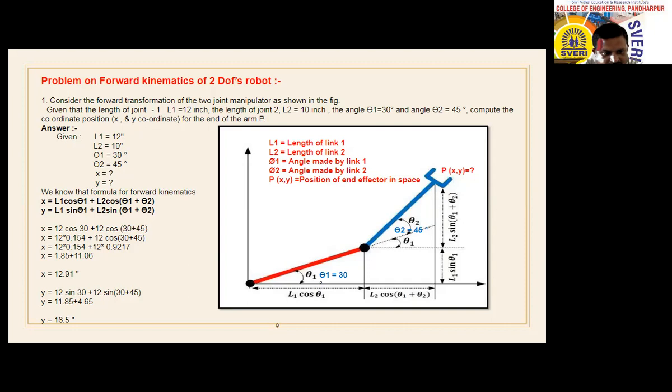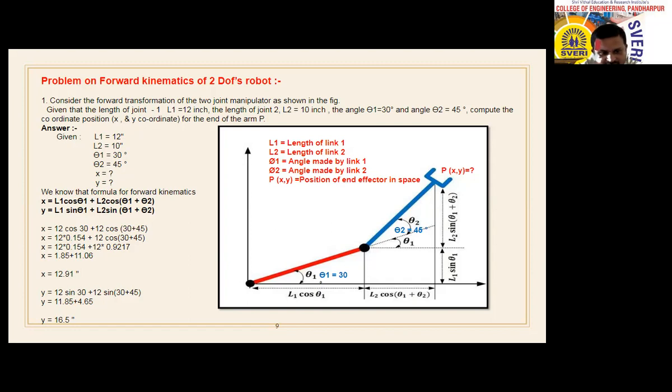Therefore, substitute the values. L1 is equal to 12 cos 30 plus 12 cos of 30 plus 45, which is equal to 12 into 0.154 plus 12 into cos of 30 plus 45. Therefore, x is equal to 12 into 0.154 plus 12 into 0.9217. Therefore, x is equal to 1.85 plus 11.06. Therefore, x is equal to 12.91 inch. Value of x we found out. Now, value of y.